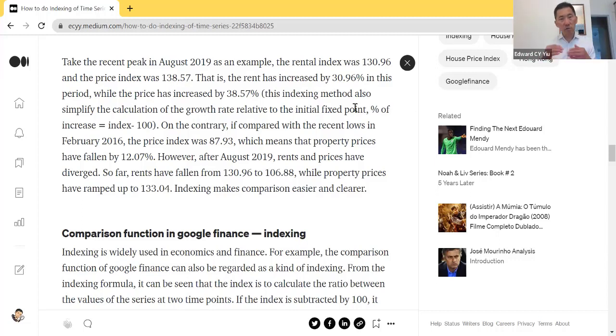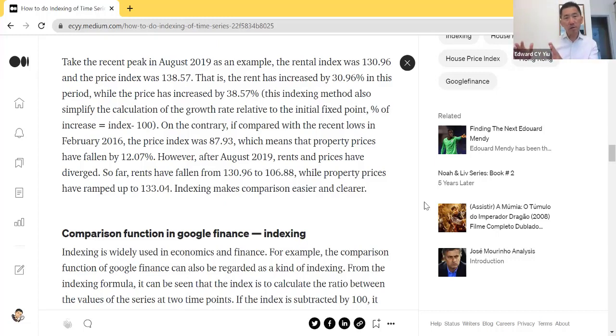So the advantage of using a price index is that you can immediately tell the growth rate by subtracting the initial value 100 from the index in this example. So 130.96 minus 100 will immediately tell you that in this period, from January 2015 to August 2019, the rent has increased by 30.96%. It helps to simplify the calculation of the growth rate relative to the initial fixed point.